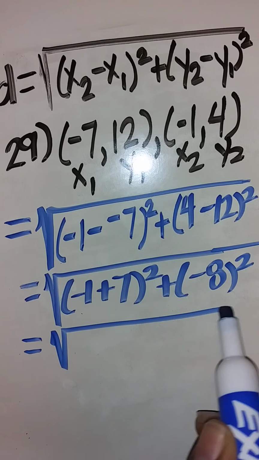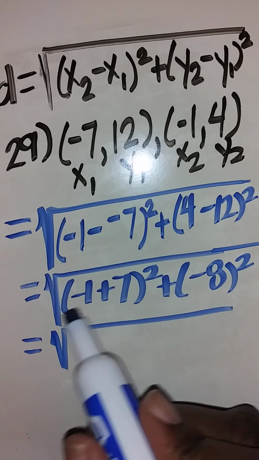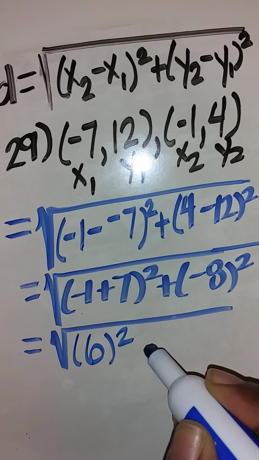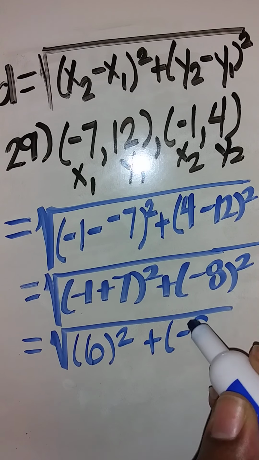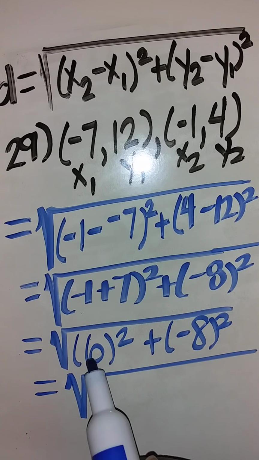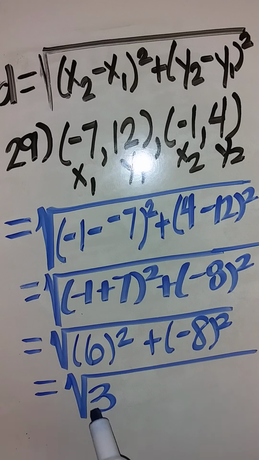Okay, just keep working until you get down to that one number. So I have 7 minus 1 is 6 squared plus, and I'm going to go ahead and just say negative 8 squared. I'm not going to clean it up just yet. Now, finish it out. I know 6 squared is 36.